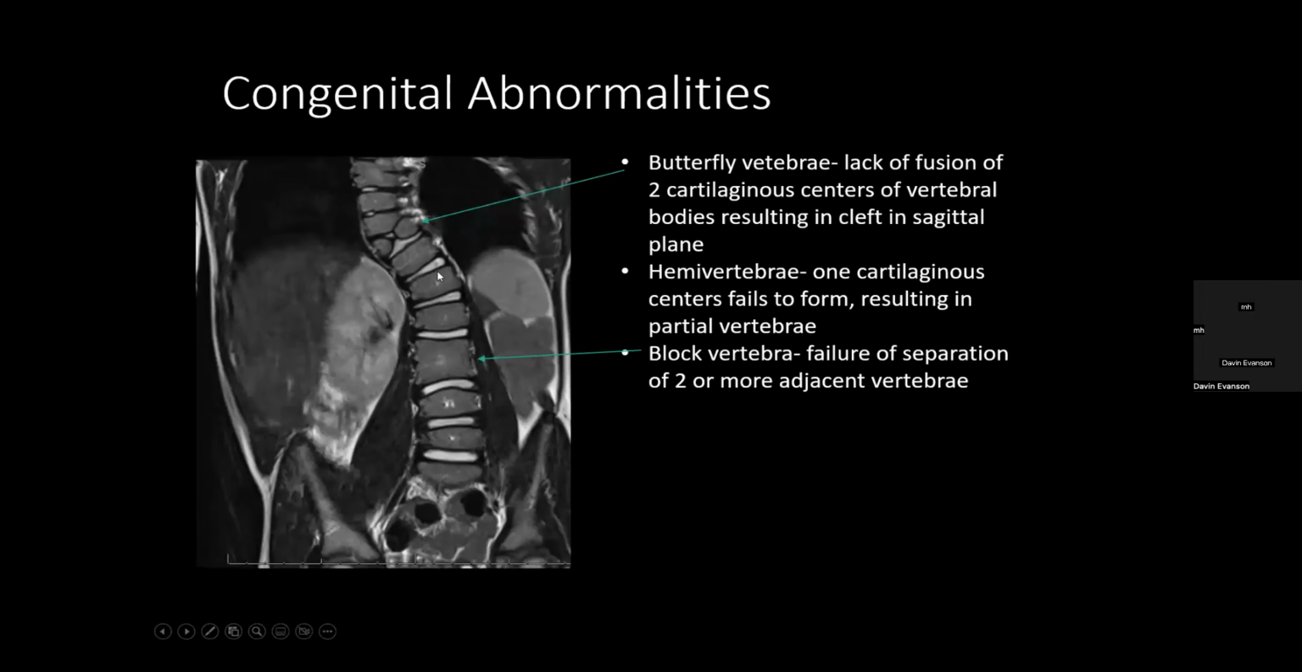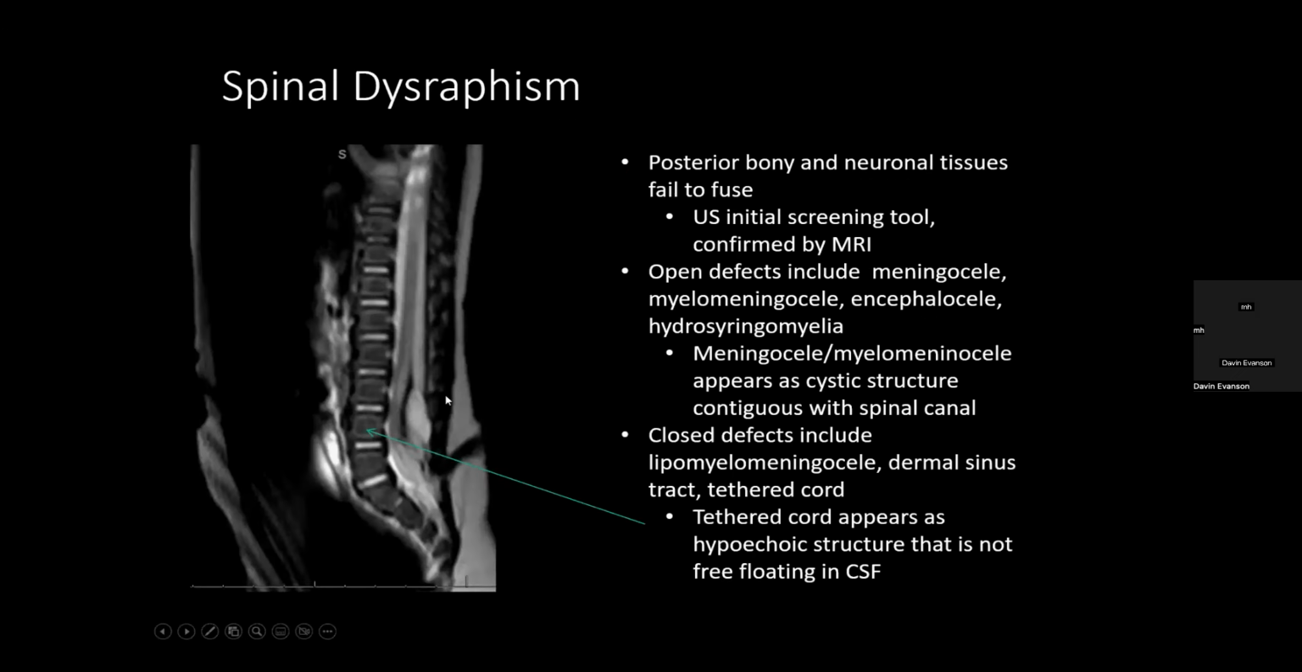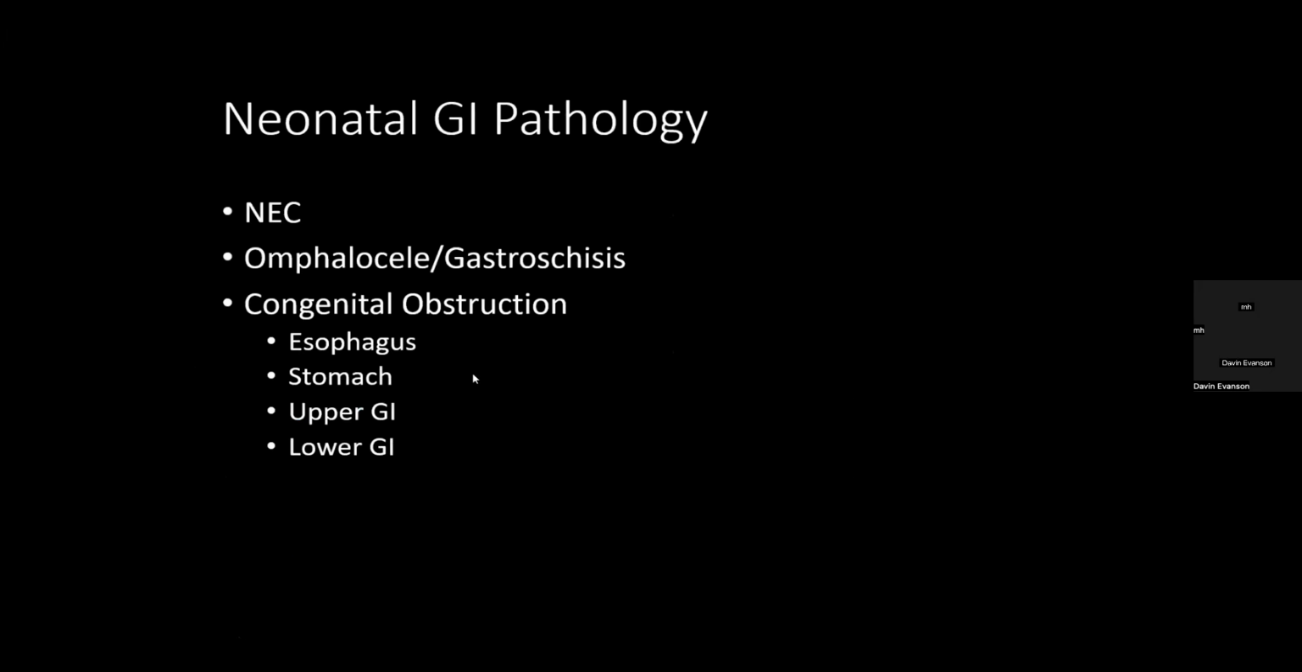Spine, so congenital dysostoses, and then trauma. So congenital with the butterfly vertebrae resulting in scoliosis, dysostoses. GI, my next favorite topic.